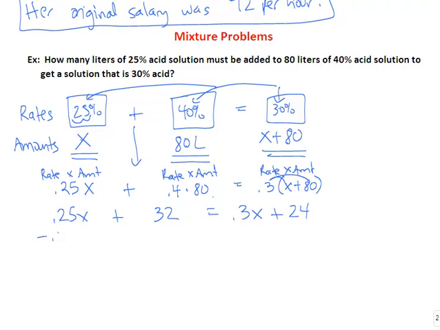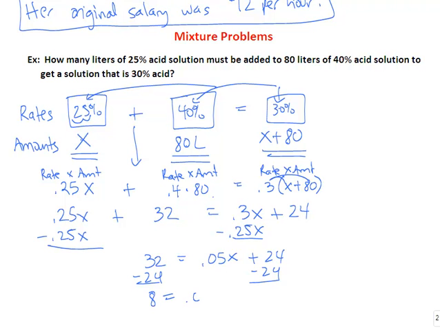So I am going to subtract 0.25x from both sides. That gives me 32 equals 0.05x plus 24. Now I want to get my numbers together, so I'm going to subtract 24 from the left side. 32 minus 24 is 8, so 8 equals 0.05x. And then to finish it off, I'm going to divide by 0.05, and 8 divided by 0.05 is 160.